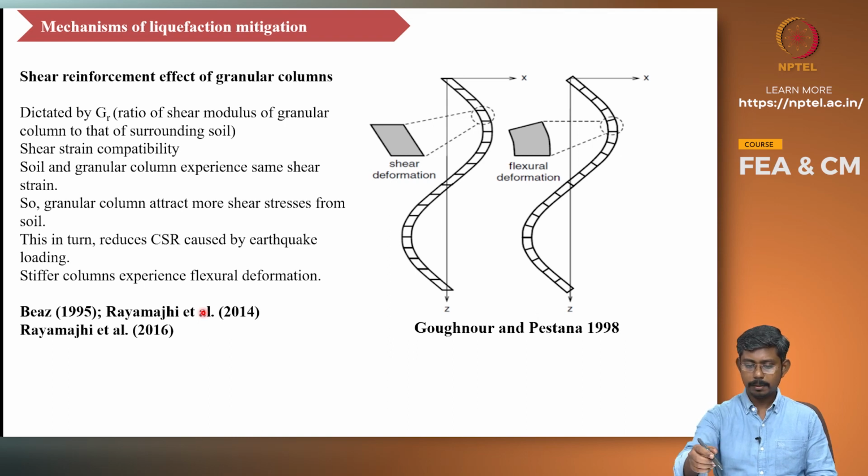It can be seen that certain regions of the column experience shear mode of deformation and flexural mode of deformation. So the shear reinforcement effect would be better when the soil experiences shear deformation, but it would be very low when it experiences the flexural deformation.